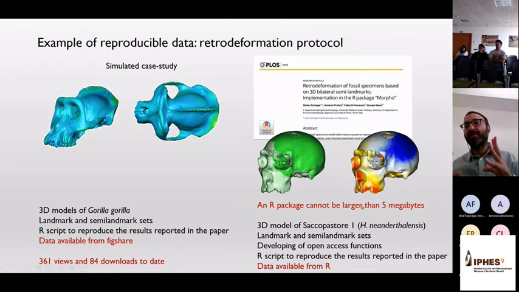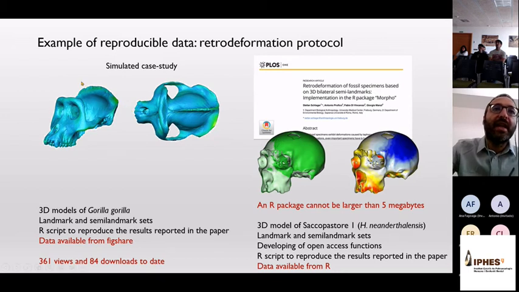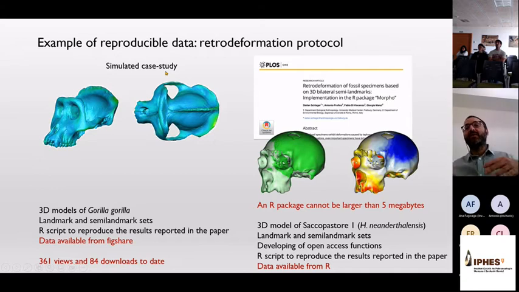So in this case, it was possible to include all this material in the Morpho-R package. But we also included a simulated case study where we artificially distorted a gorilla cranium, and we applied our method and other methods of particle deformation. So in this case, we had 3D models of a gorilla, our script, the landmark configuration. And in this case, the size of this specimen was quite high.